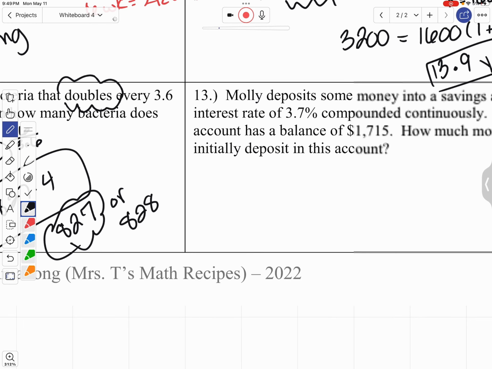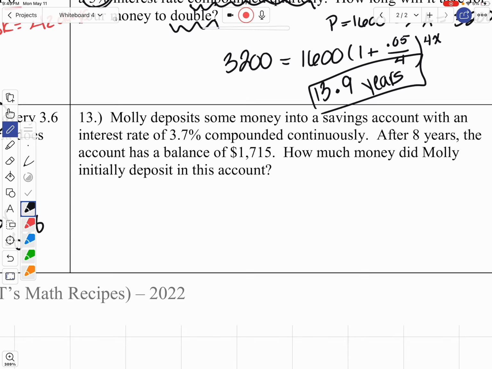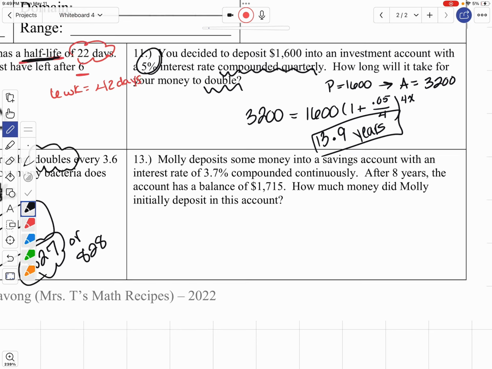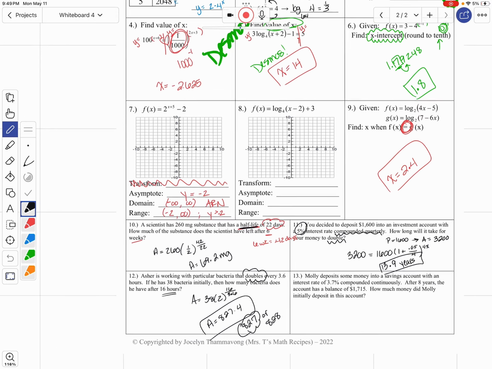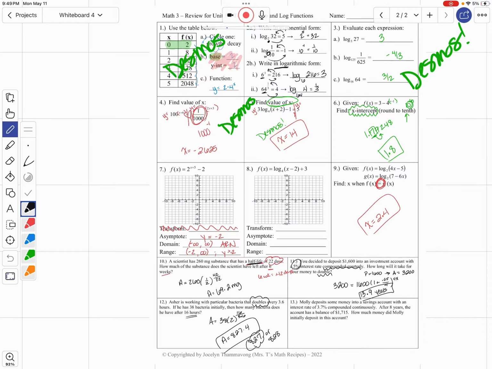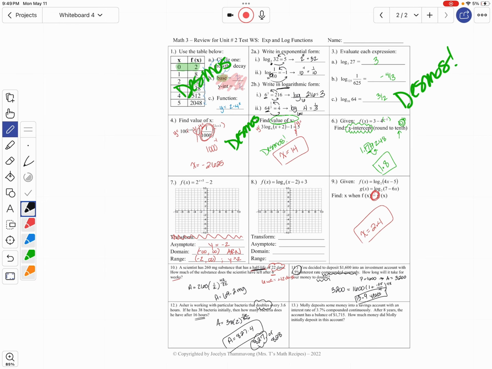And the last one has to do with interest again. This is compounded continuously. They don't really ask those questions too much. But this is just like the nitty gritty. This isn't everything, it's just the nitty gritty.